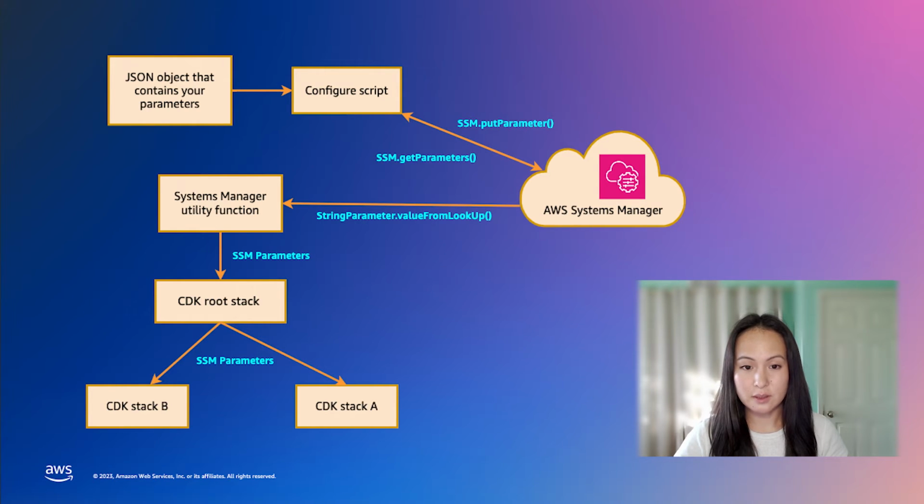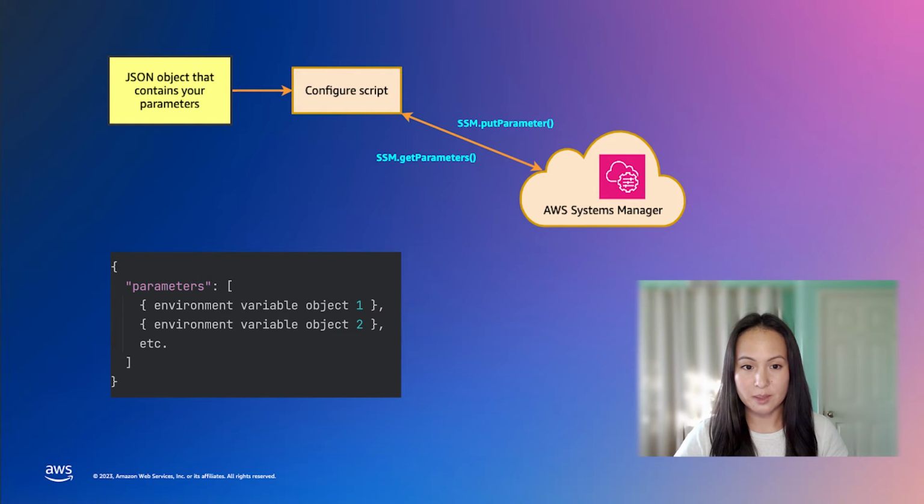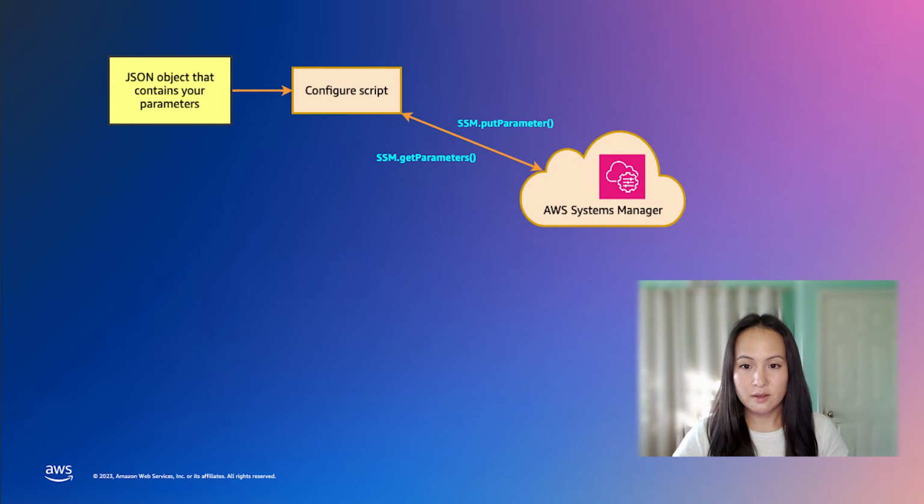Let's dive into the flow, starting with the JSON file that holds your parameters. The JSON object contains an array of parameters. When you want to add a new parameter, you add another object that represents the new parameter. That way, the configure script will read in the JSON object and grab all the parameter names. Following our previous scenario, imagine this represents API endpoint and S3 bucket name.